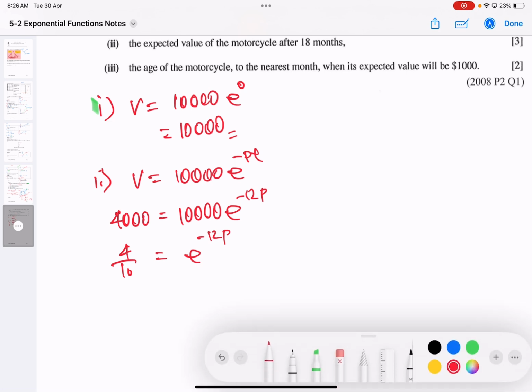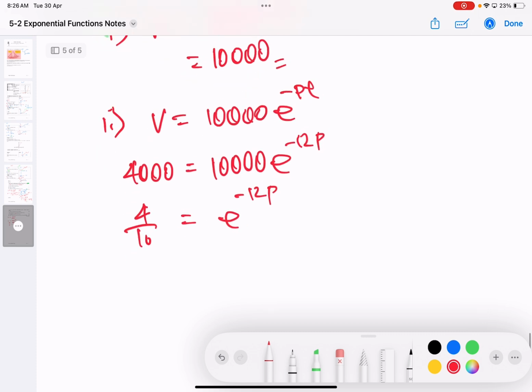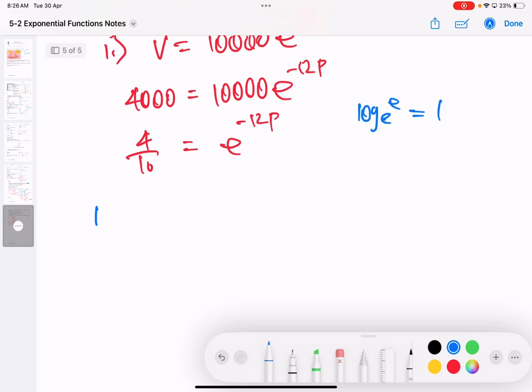Right? So how are you going to do that? I'll give you another hint. Log E base E is equal to 1. What do you think you have to do on both sides? Log E, yes. Okay, so what you want to do is log E on both sides.